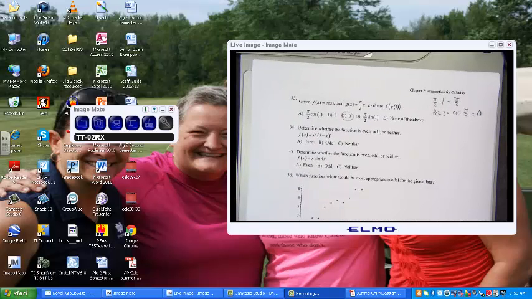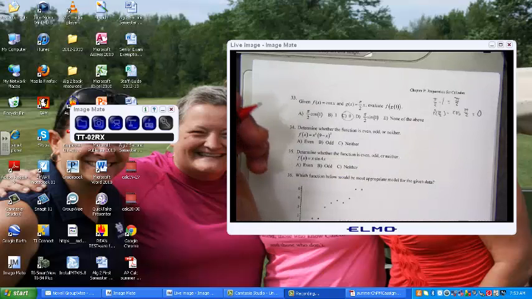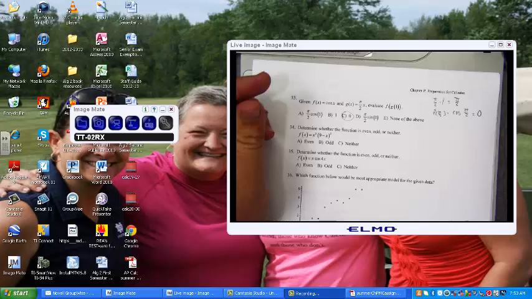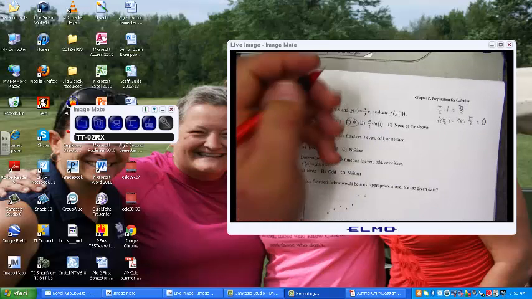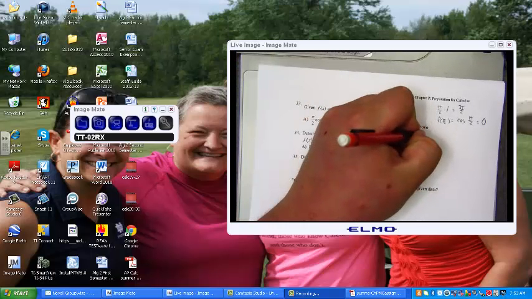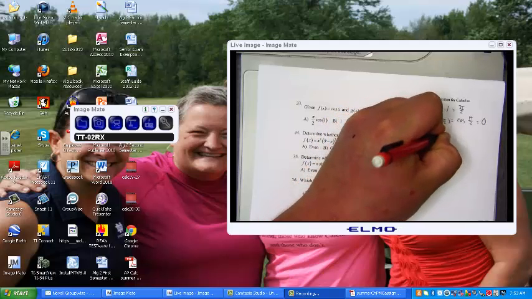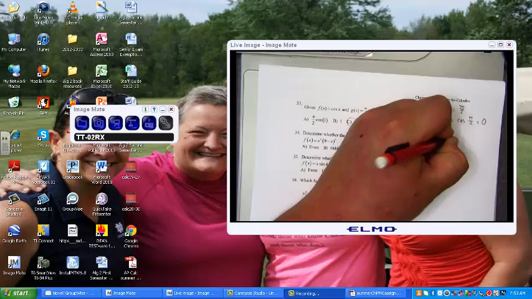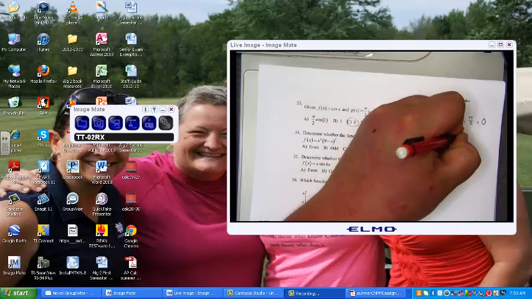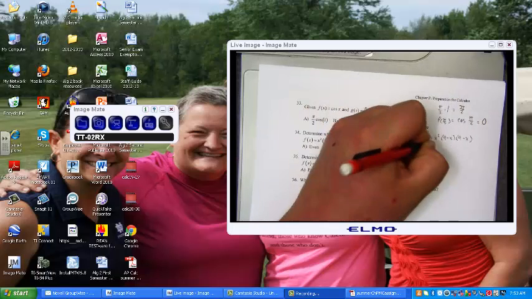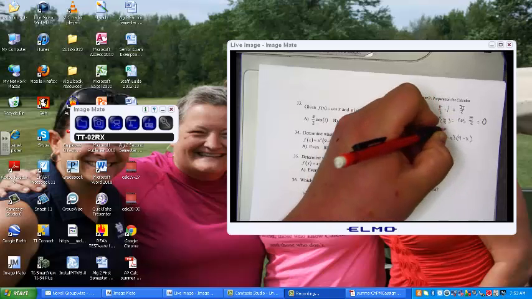For 34, we're going to determine whether the function is even, odd, or neither, for the function f of x equals x squared times the quantity 9 minus x squared. So what we can first do is evaluate the function f of x, because the quantity squared just means there's 2 of them. Then go and evaluate that further.